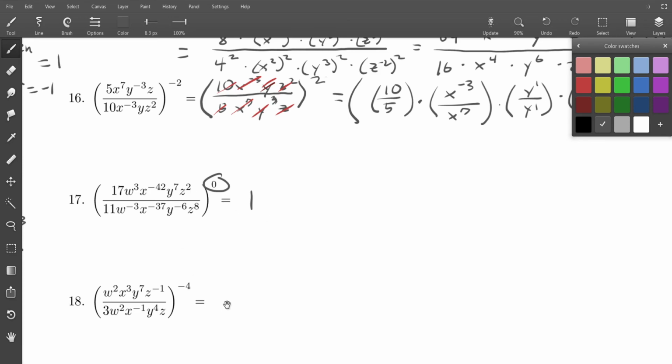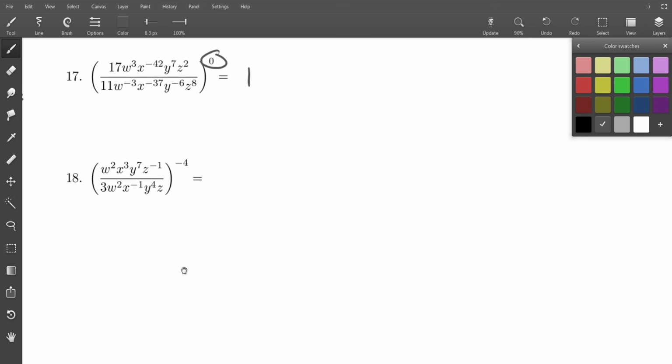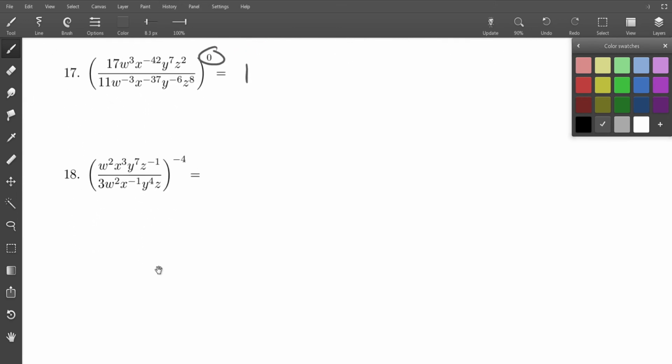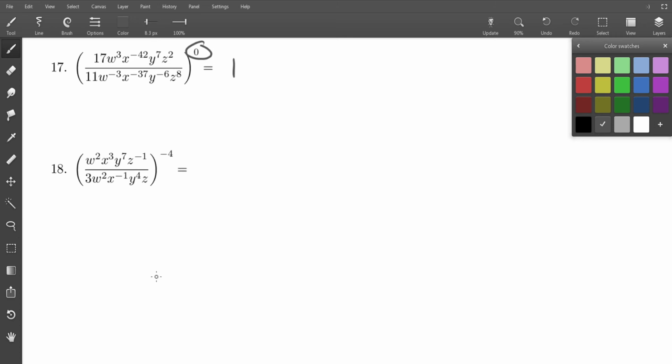All right, now one final one down here, just to work things out, kind of combining all of the things and even adding an extra variable to throw a wrench into things. So here, we'll just use the method of simplifying in the middle, then distributing the exponent. But first, this exponent is negative, so I'll go ahead and flip the fraction and make this positive. So the first thing we'll get here is 3w squared x to the negative 1 y to the 4th z over w squared x to the 3rd y to the 7th z to the negative 1. And all of this raised to the 4th power.